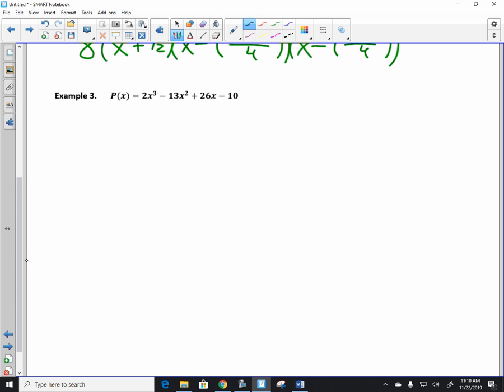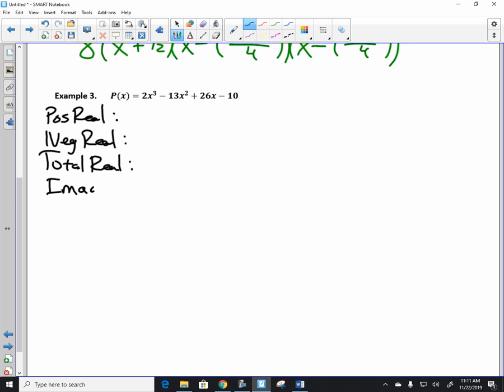One more example, and then you're going to start doing some work in class. After that work, we got to finish off some examples on the back side. I have positive real. I have negative real. Total real. The imaginary. Total number of complex solutions.